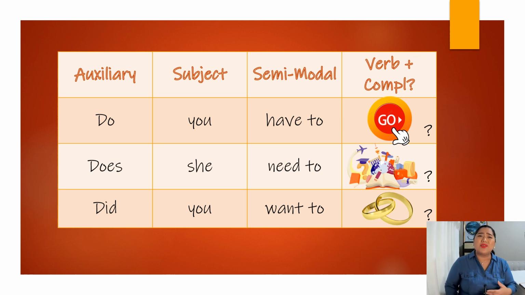Do you have to go? Yes, I do. Goodbye. Does she need to travel? Yes, she needs to travel. Yes, she does. These are yes/no questions. Remember, the auxiliary goes first.